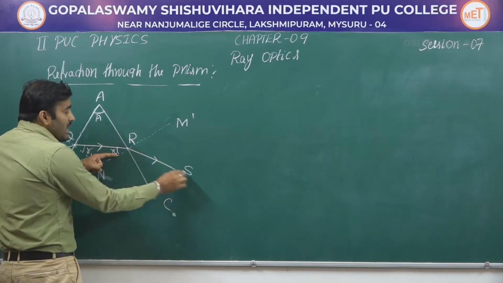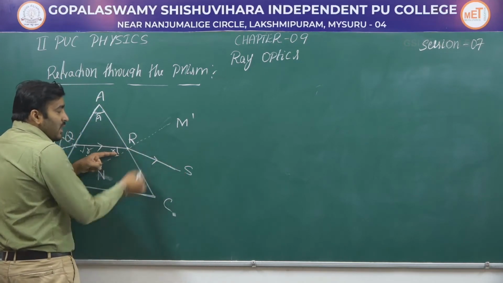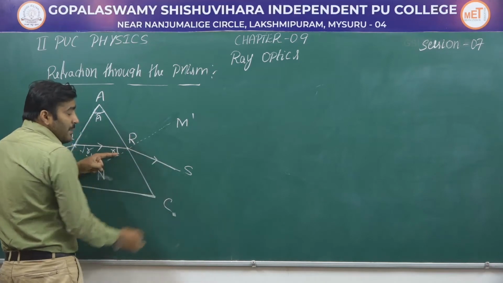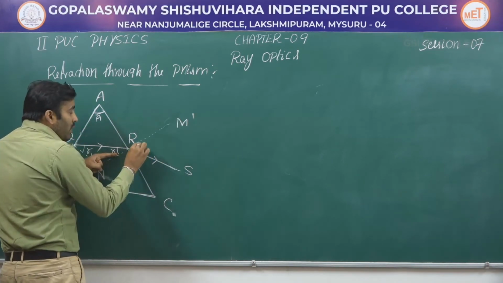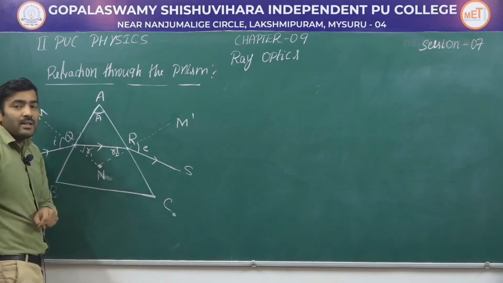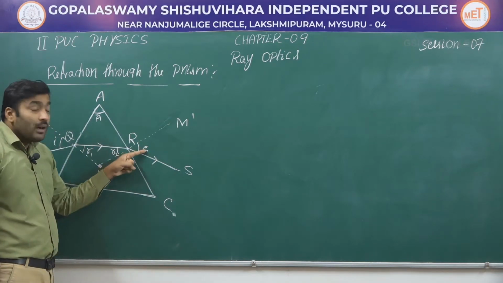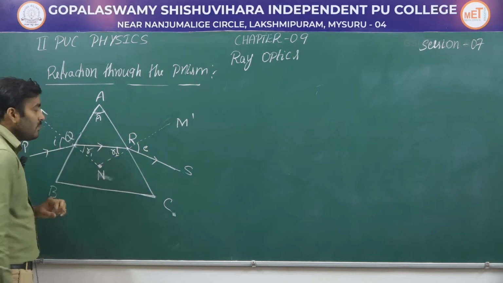And the ray is emerging out of the prism like this. Therefore, the angle made by this emergent ray with this normal is called the angle of emergence E. This is the angle of emergence E.